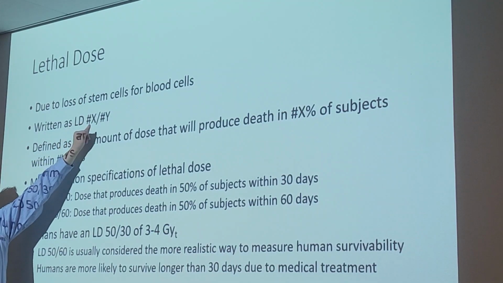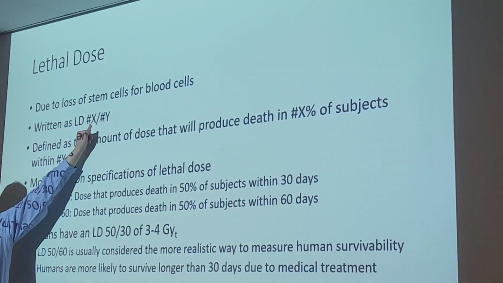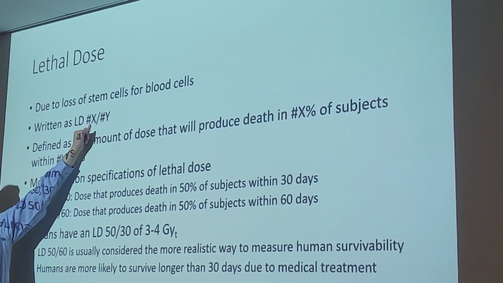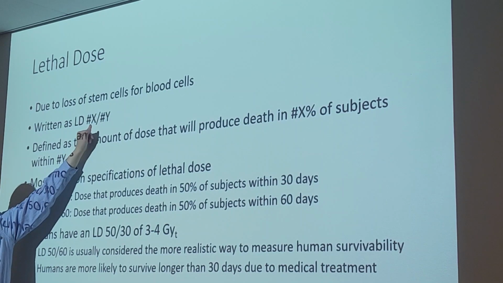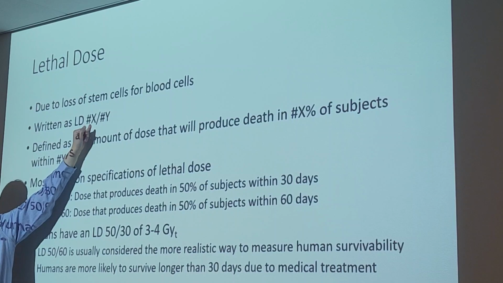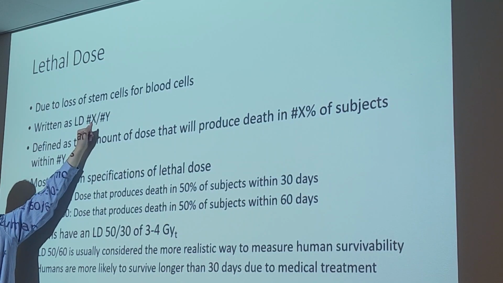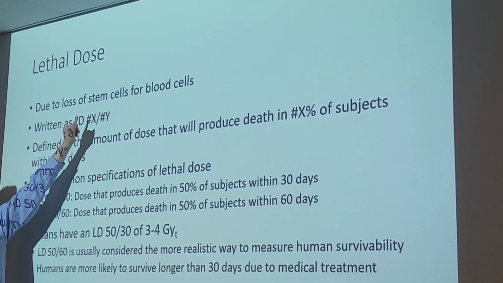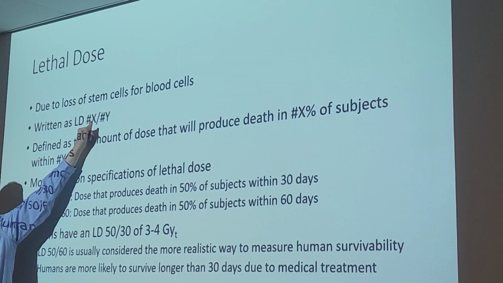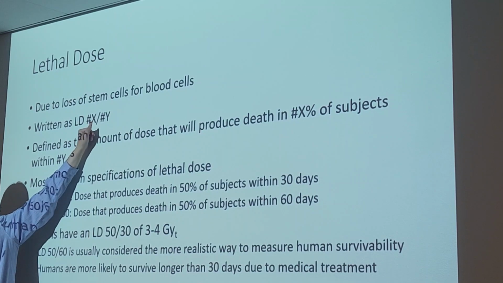What does the very first number tell you? 50%, right. So this tells you the percentage of the population that will die. So if I'm looking at lethal dose 50, I'm looking at the dose that causes 50% of the population to die. If I'm looking at lethal dose 20, I'm looking at the dose that causes 20% of the population to die. So the first number is about what percent of the population dies.